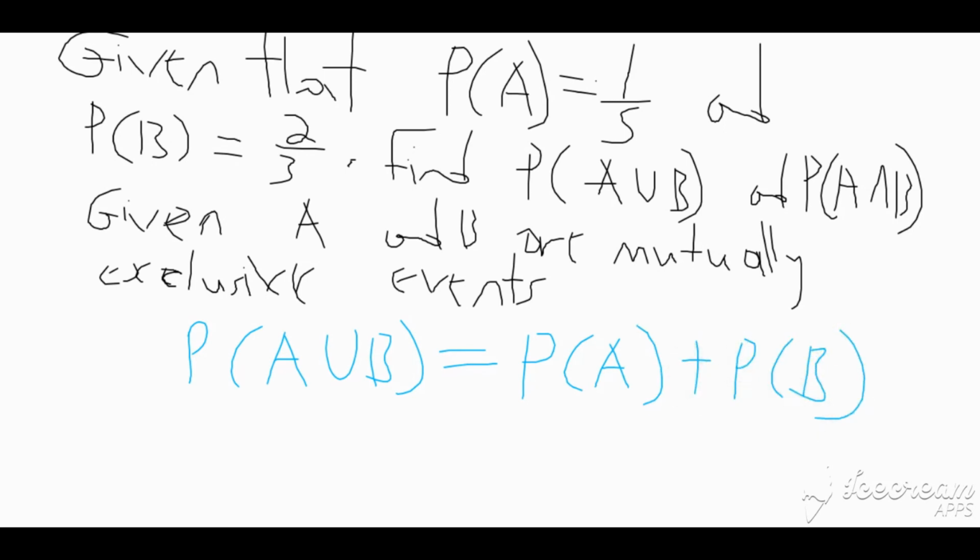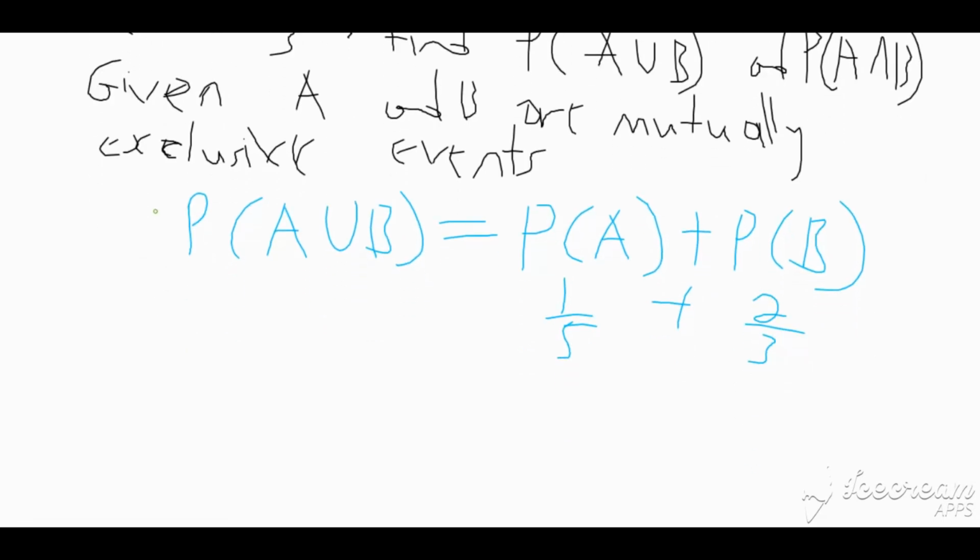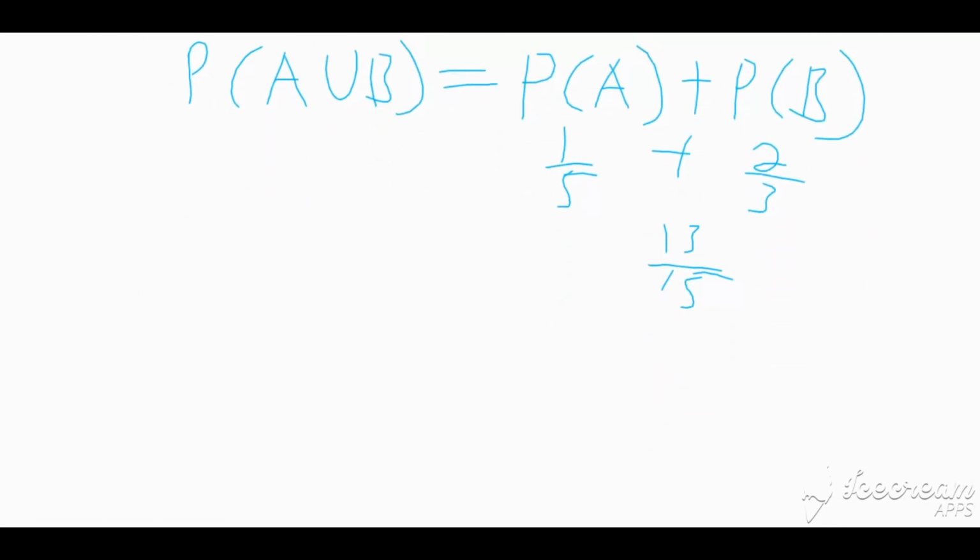Once the question tells us that the events are mutually exclusive, we can go right ahead and write down this formula because there's a 90% chance that we're going to use it. Now the probability of A here is 1/5 and the probability of B is 2/3. When I combine those, I'm going to get 13/15. So that is the probability that A or B occurs.